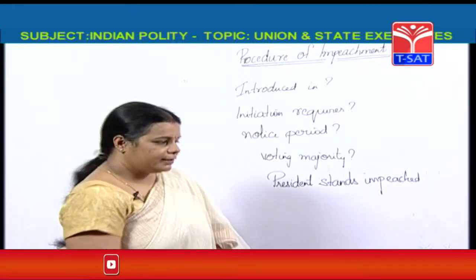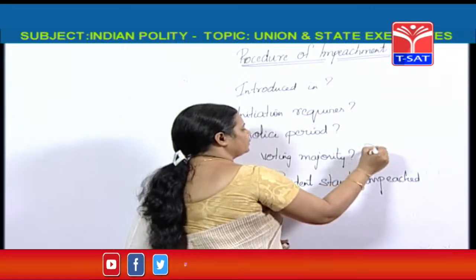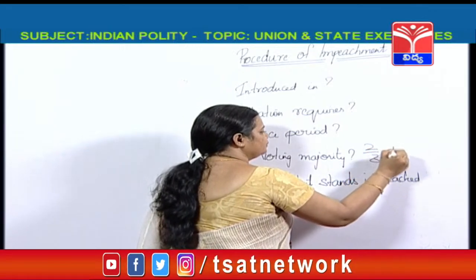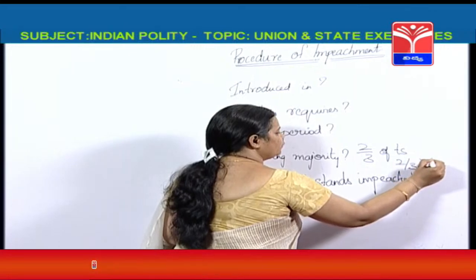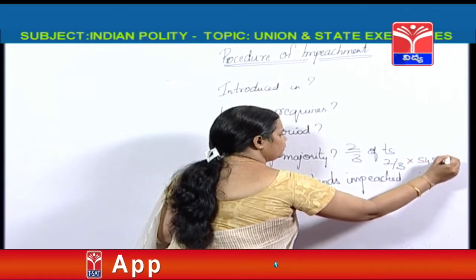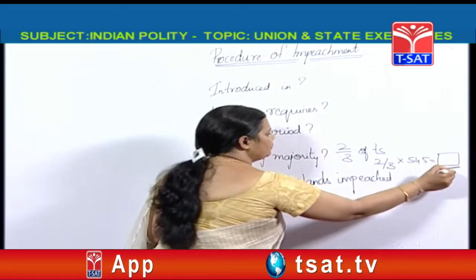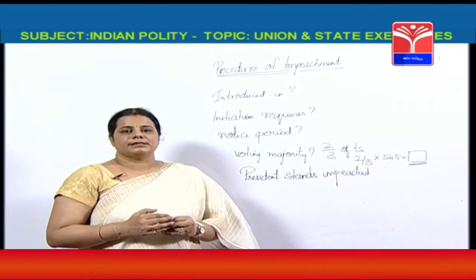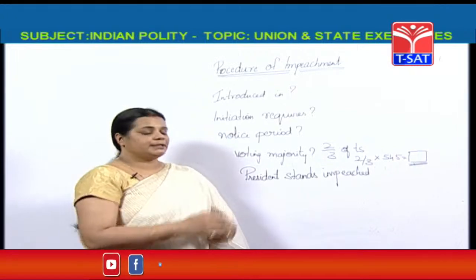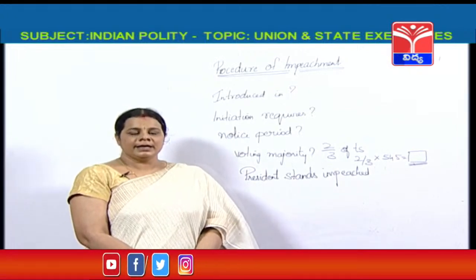We usually write it as, if it is Lok Sabha, 2/3 into 545 is equal to the figure that comes, this many members minimum must approve the resolution to remove the president. Only if it is approved by this majority, the president will be removed.